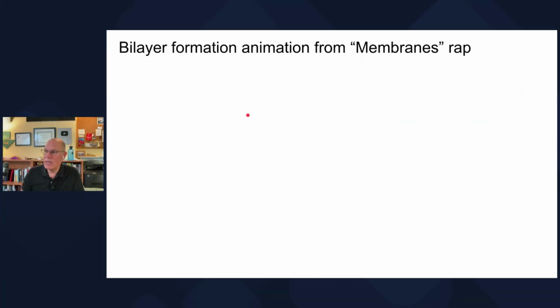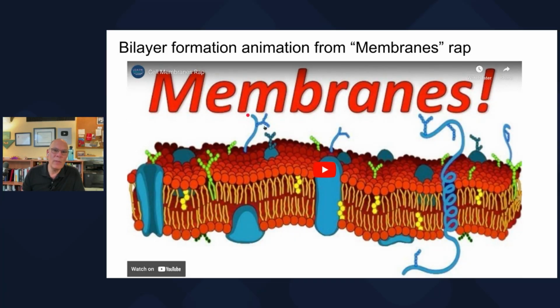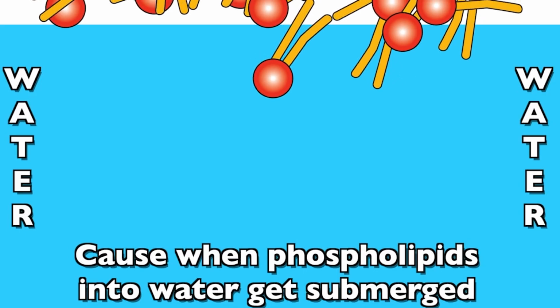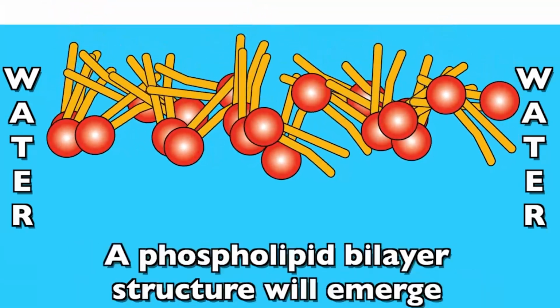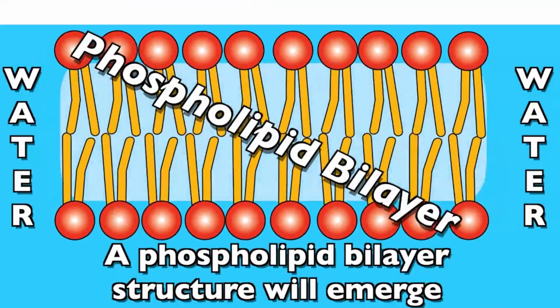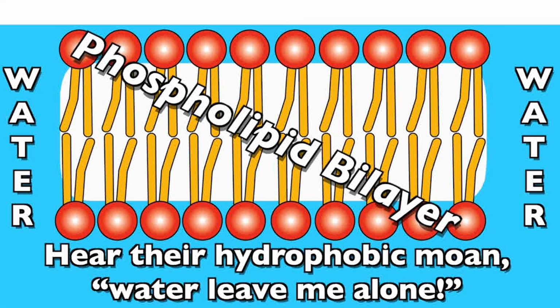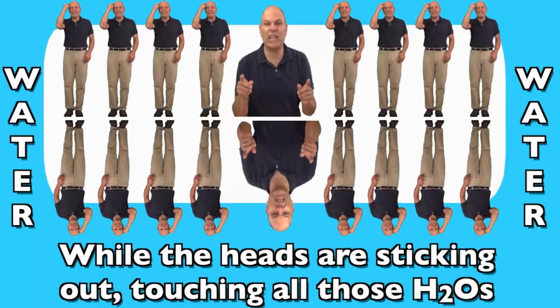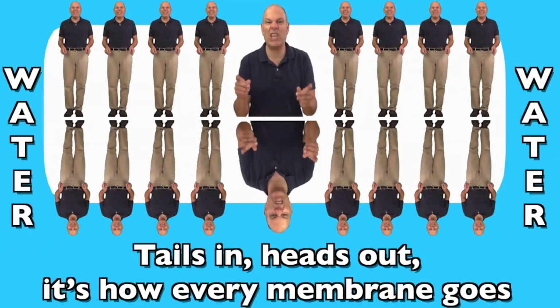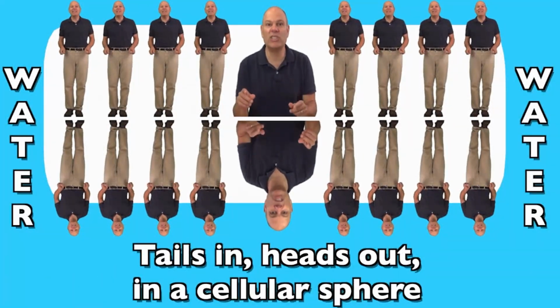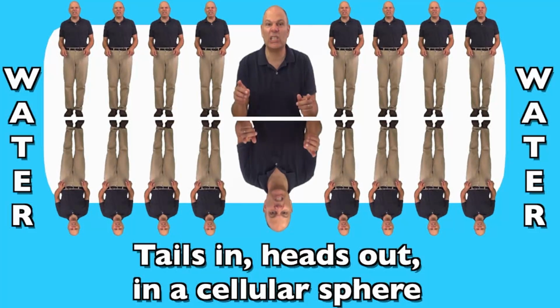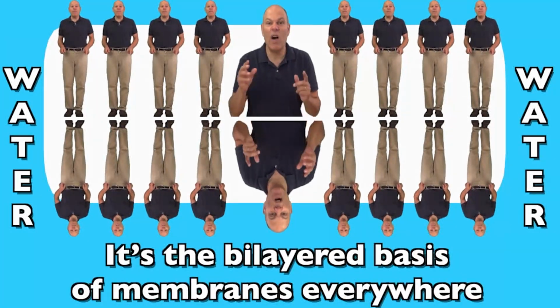Here is an animation from my video membranes that shows what happens when you mix phospholipids with water. Because when phospholipids into water get submerged, a phospholipid bilayer structure will emerge. The tails hang together in a water-free zone. Hear the hydrophobic moan, water leave me alone. While the heads are sticking out, touching all those H2Os. Tails in, heads out. It's how every membrane goes. Tails in, heads out in a cellular sphere. It's the bilayered basis of membranes everywhere.